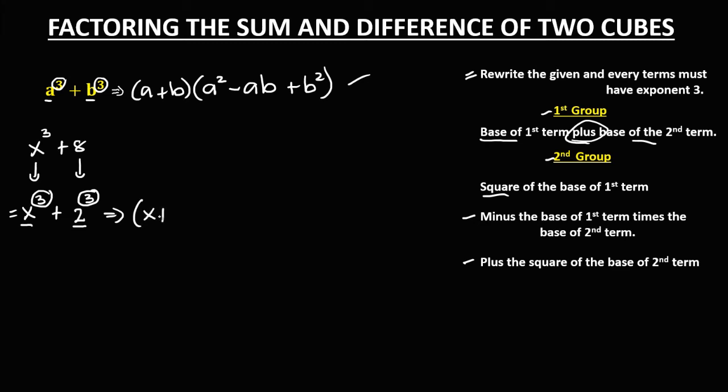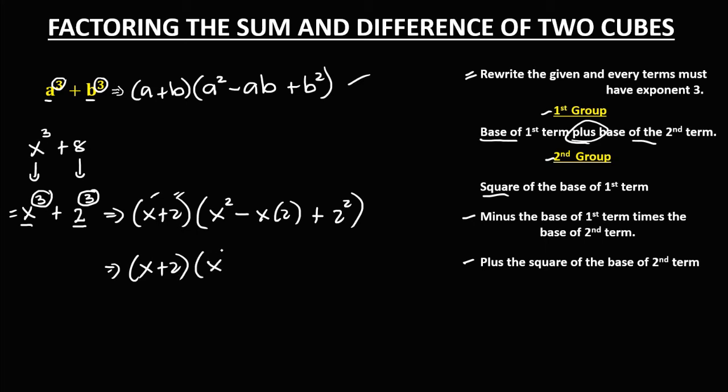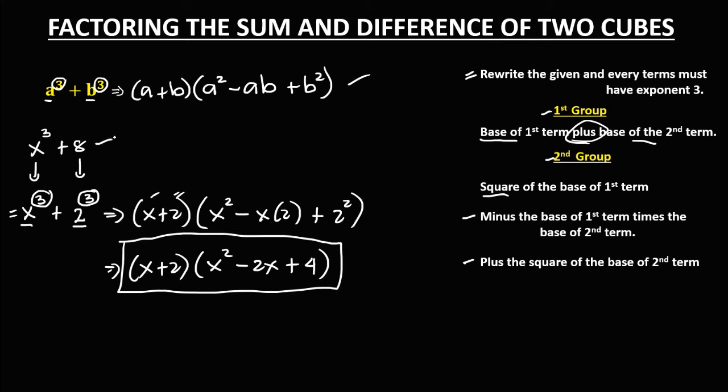So we have now x plus 2, then times the square of the first term, we have x squared, then minus the product of x and 2, so x times 2, then plus the square of the second term, that's 2 squared. Then simplify, so we have now x plus 2, then times x squared minus 2x plus 2 to the power 2, that's 4. So these are the factors for this equation.